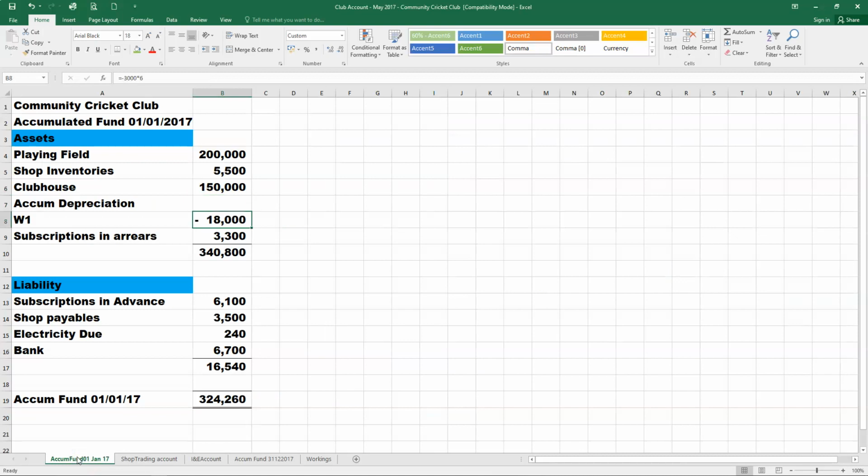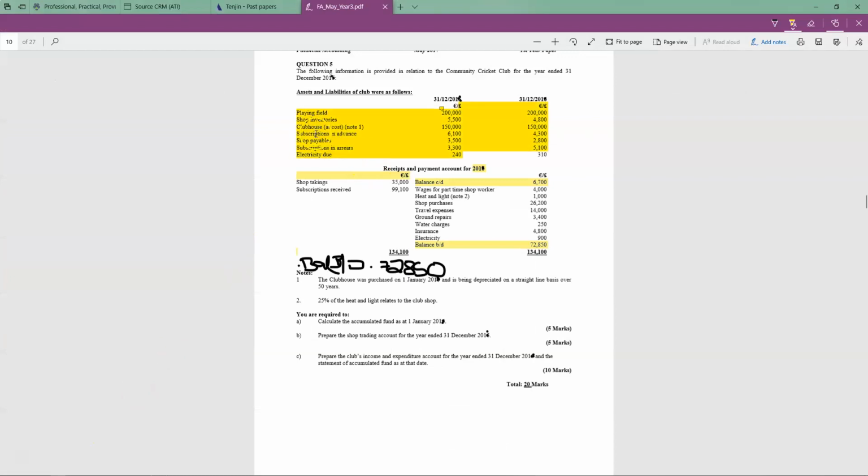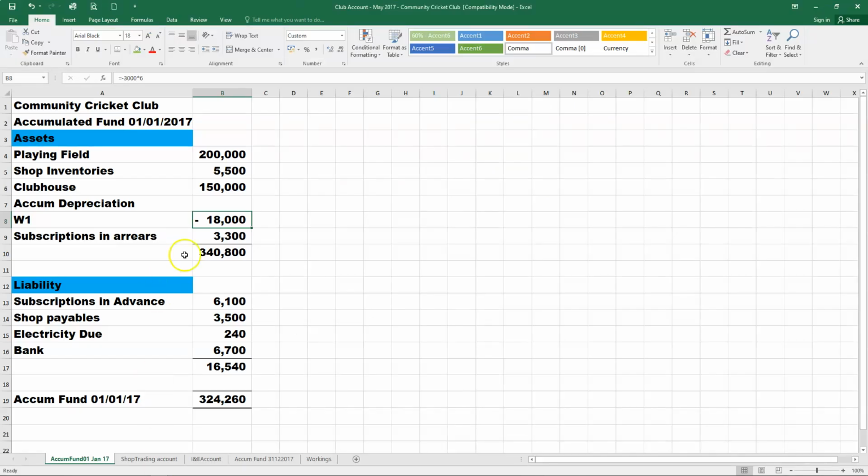So back over to my accumulated fund at the 1st of January. I've put in my little accumulated depreciation working one, and that is minus 18,000. Okay, so back over then into our listing again, and we're down as far as subscriptions in advance, which are €6,100. So subscriptions in advance are a liability. So under my liability section, I'm going to have 6,100. Shop payables. So payables are always a liability, €3,500.